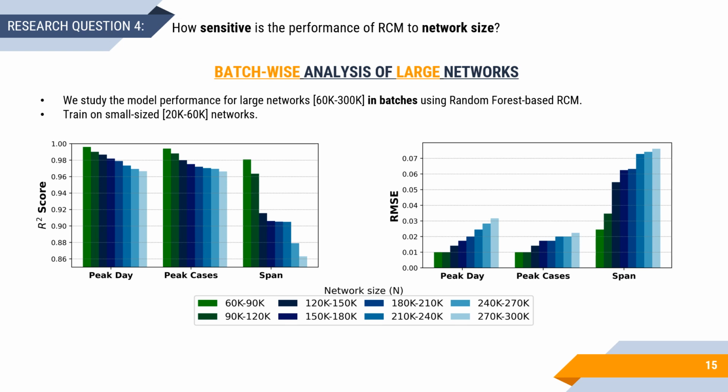We observe a marginal decrease in R2 score and a marginal increase in RMSE values for peak day and peak cases with increasing network size. However, for the span variable, the R2 score degrades notably for large networks. Further study is required to understand the role of the network properties on the span variable.